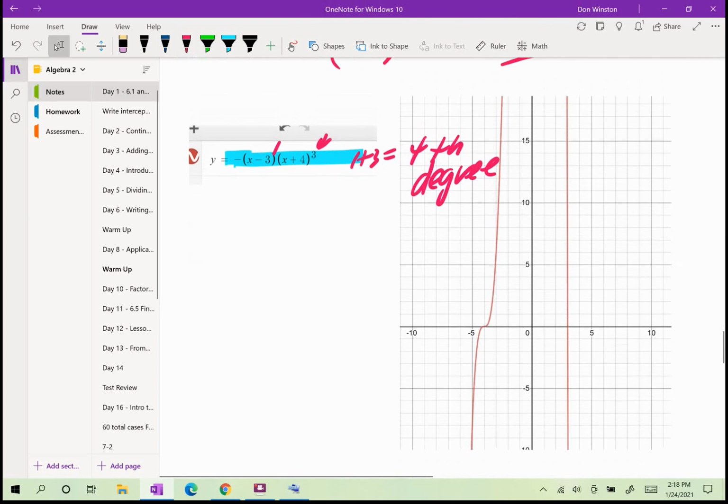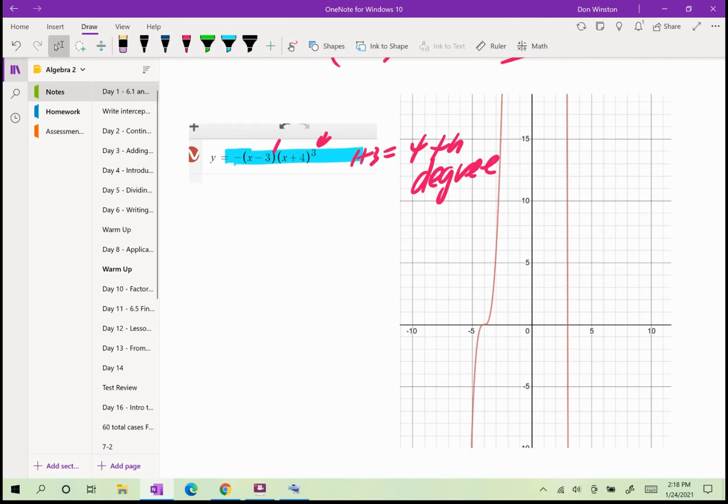And if I graphed it, you would be able to see the zeros. Okay, if my factor is x minus 3, my 0 would be 3, x-intercept. And if I have x plus 4, my 0 will be x is equal to -4. And that will happen 3 times.